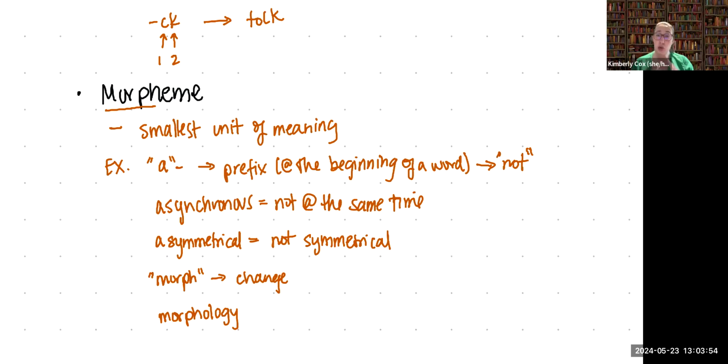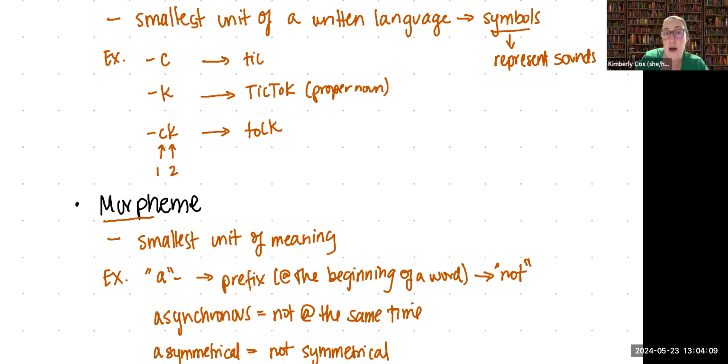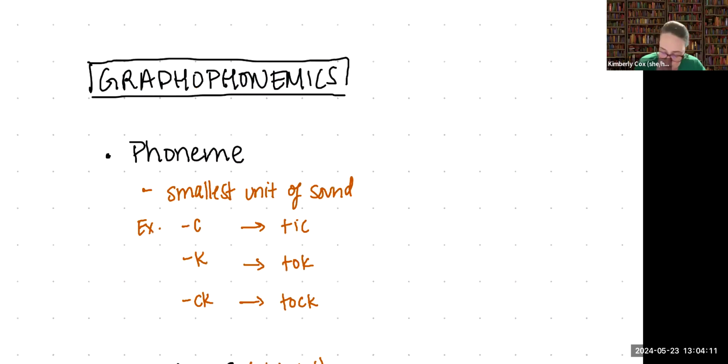So it's useful to be aware that language functions on a variety of different levels. And that includes sound, symbol, and meaning. And so I will scroll back up to the top here. And under graphophonemics, I'm just going to write that it refers to the relationship between sound, symbol, and meaning. And we need all of those things to ensure that language operates.